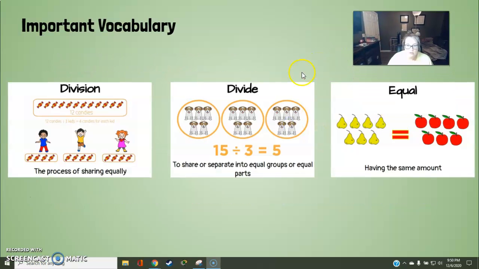We have three important vocabulary words today. The first word is division. And division is the process of sharing equally. The second word we have is divide. Divide means to share or separate into equal groups or equal parts. The third word we have is equal, and when something is equal, they have the same amount. So today we're going to work on dividing and making equal groups.